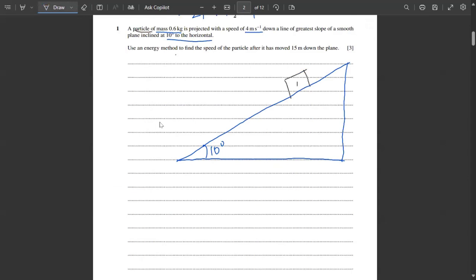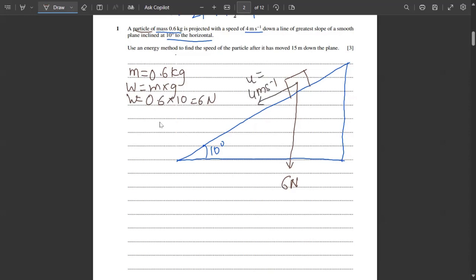Okay. So this will be 6 Newton. Why? Because if mass is 0.6 kg, then weight is equal to mass into gravity. So mass is 0.6, gravity is 10, which is 6 Newton. And weight always acts downwards, hence weight is 6 Newton. Is projected with a speed of 4 meter per second. Okay. So the initial speed will be 4 meter per second.